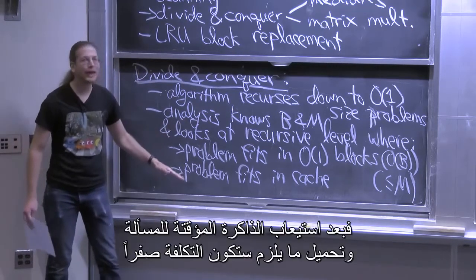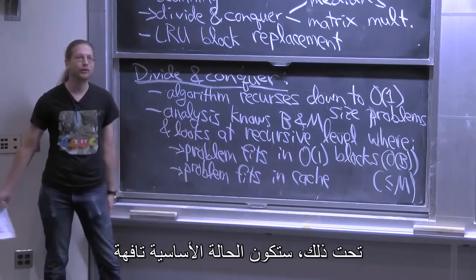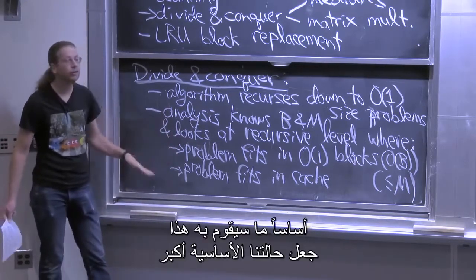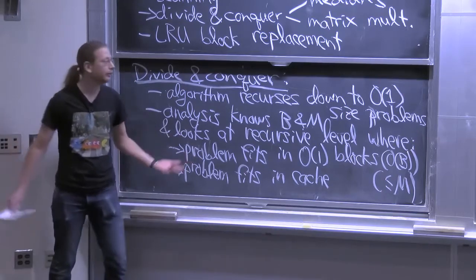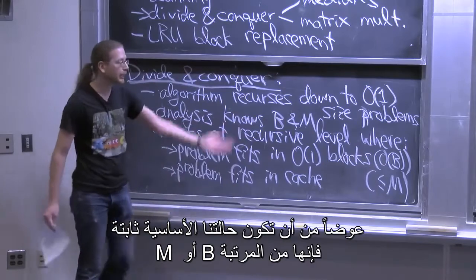Because once things fit in cache and you've loaded things in, the cost will be 0. So below that, the base case is kind of trivial. So basically what this is going to do is make our base cases larger. Instead of our base case being constant, it's going to be order B or M.